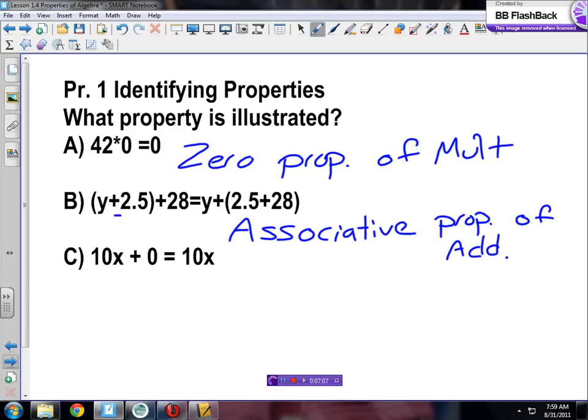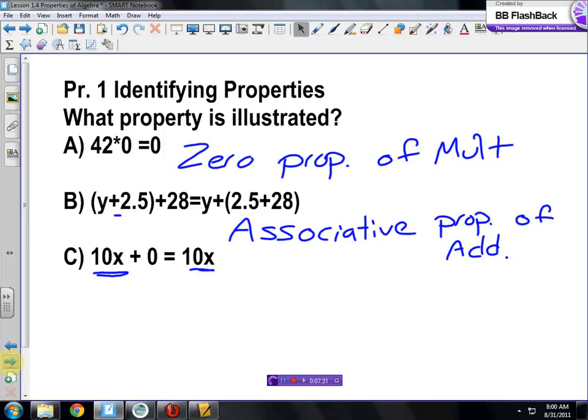All right. What about part C? Identity, because, look, we had 10x. Did 10x change from here to here? No, it didn't. It stayed the same, right? We didn't change it, so it's the identity. Identity property of addition. Okay, good.